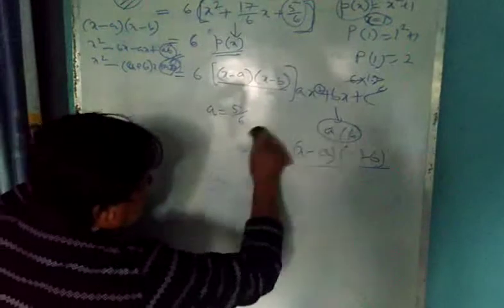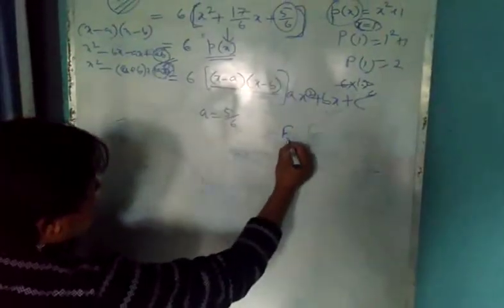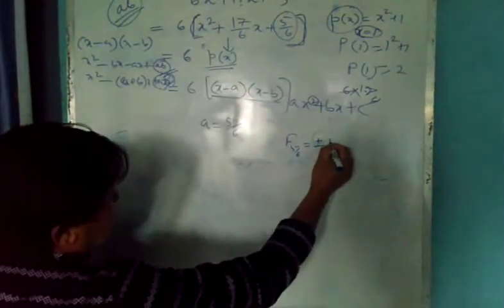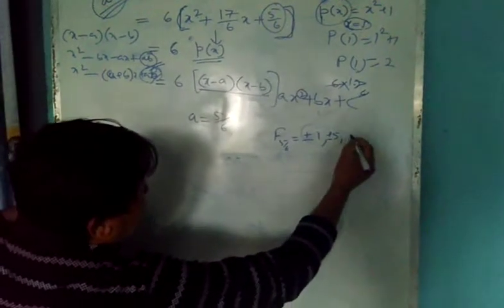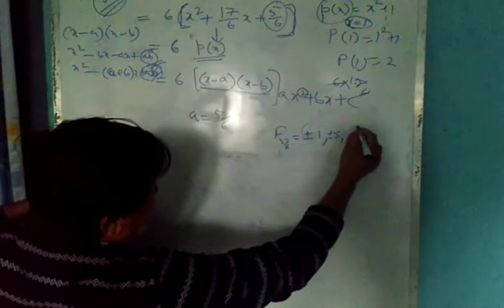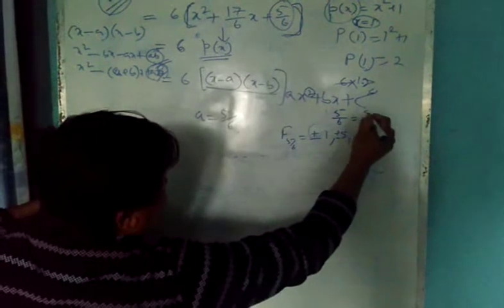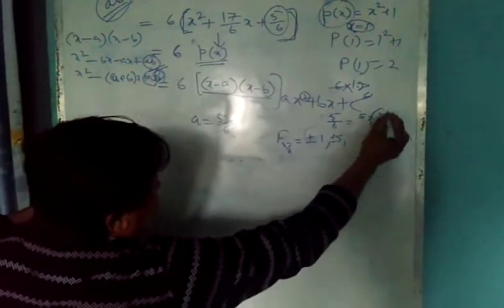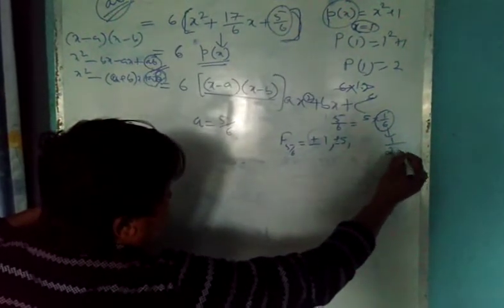The factors of 5 by 6: one is obviously plus minus 1, another is plus minus 5, and another is 1 by 6. 5 by 6 is nothing but 5 into 1 by 6. This 1 by 6 can be split up into 2 into 3.